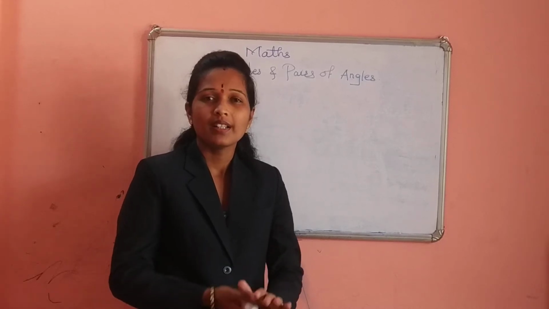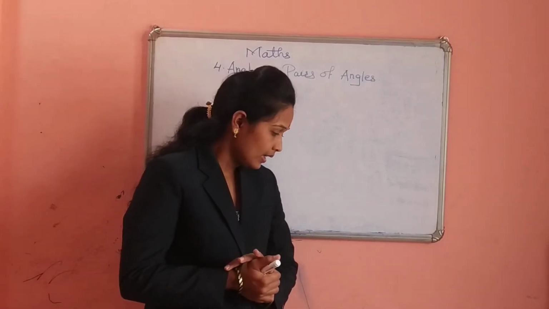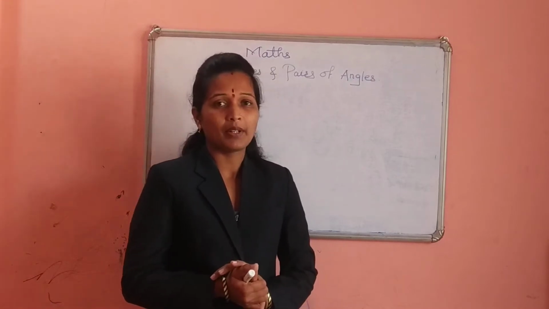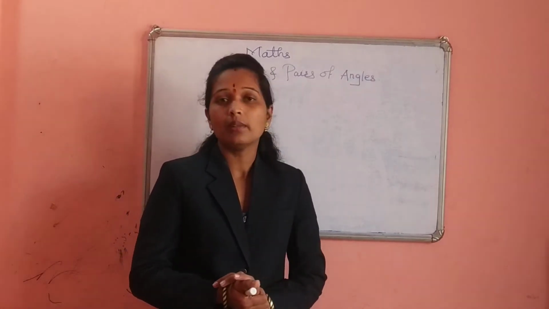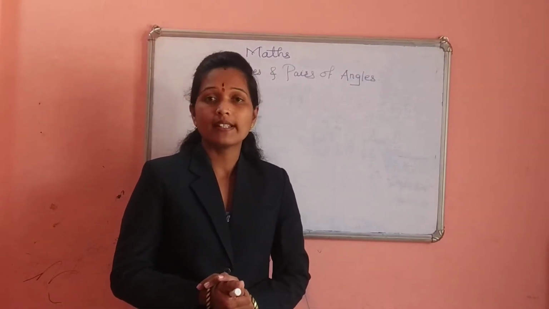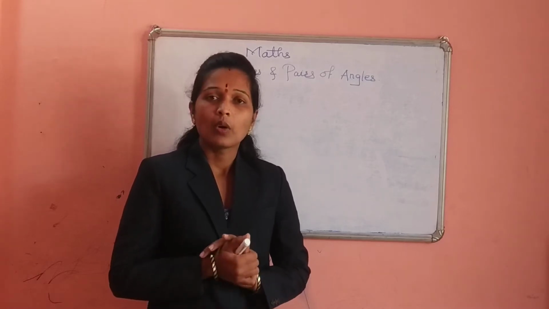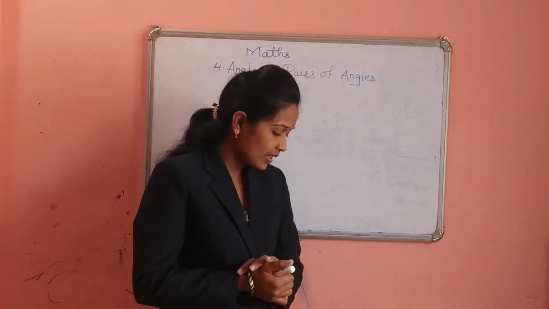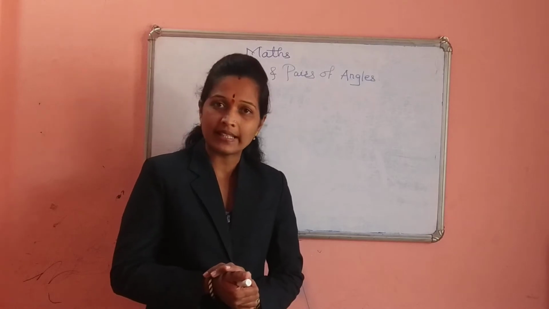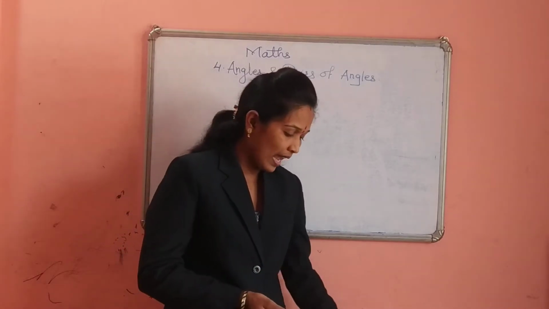Good morning, students. In our last video, we have seen how to solve our practice set number 15. So today we have to learn practice set number 16 and what is the meaning of complementary angle. Complementary means what? If the sum of measures of two angles is 90 degree, then they are known as complementary angle.